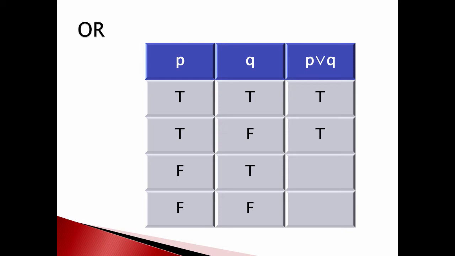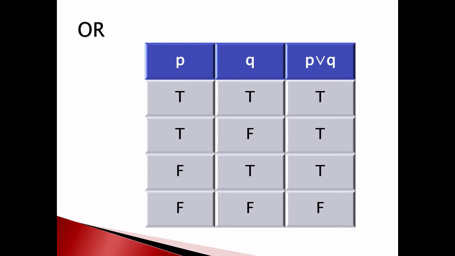Similar thing on the next line; we're up to the third line now. If P is false and Q is true, then P or Q would be true, because at least the Q was true. The only time we're actually going to get something false is if they both happen to be false. Something false or something false would give us something false when we take the or.